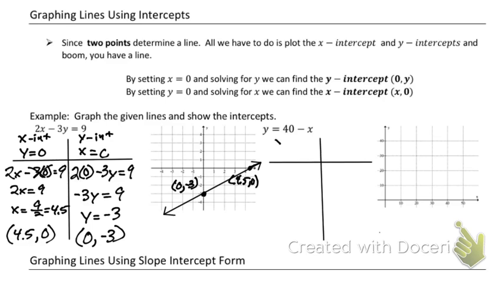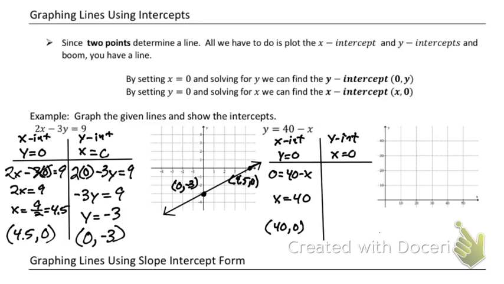We're going to go x-intercept, let y equal 0. Y-intercept, let x equal 0. So if I let my y equal 0, we're going to have 0 equals 40 minus x, add x to both sides, and we'll have x equals 40. So this one would be the point 40, comma 0.